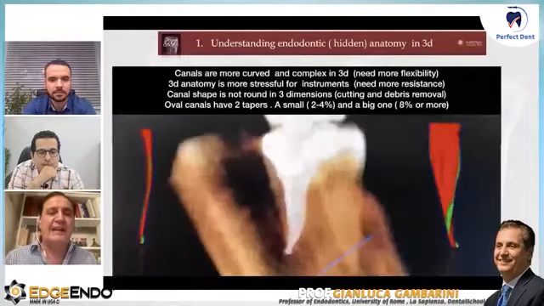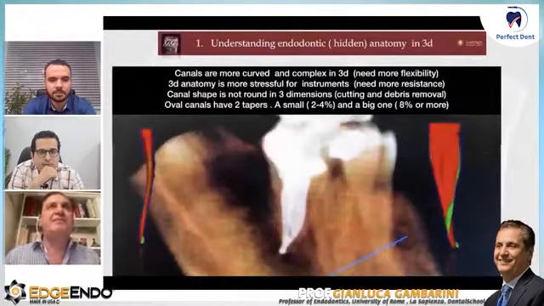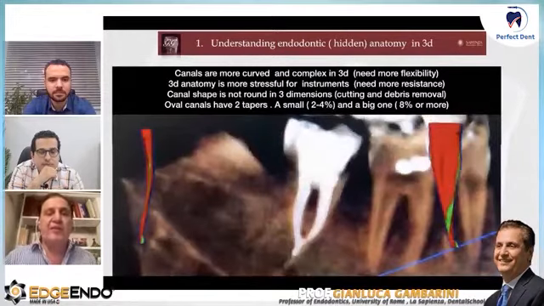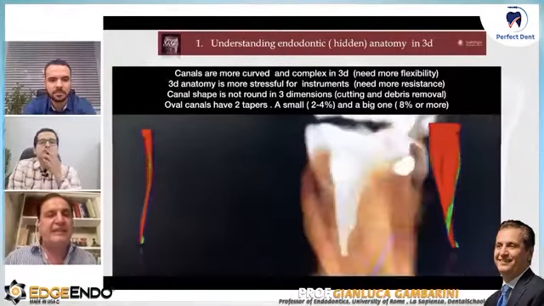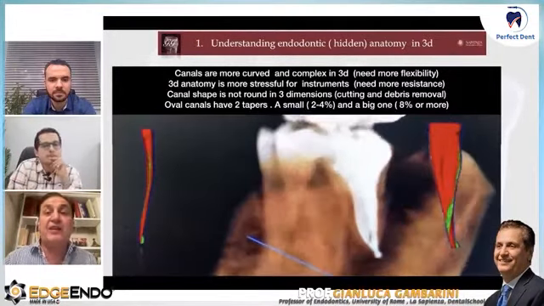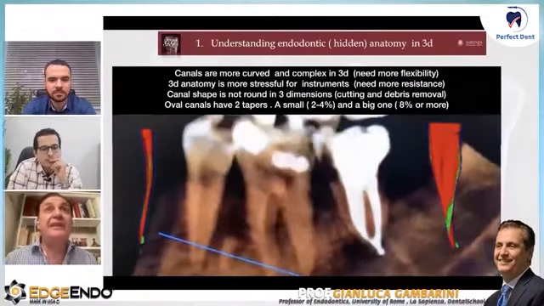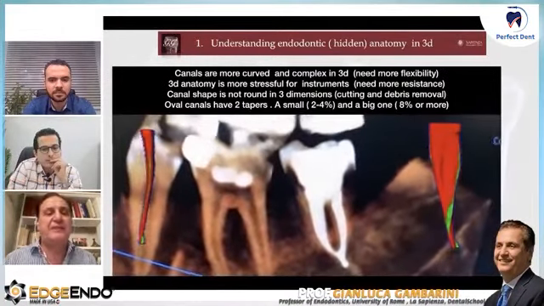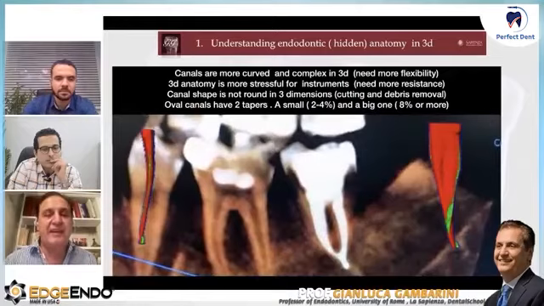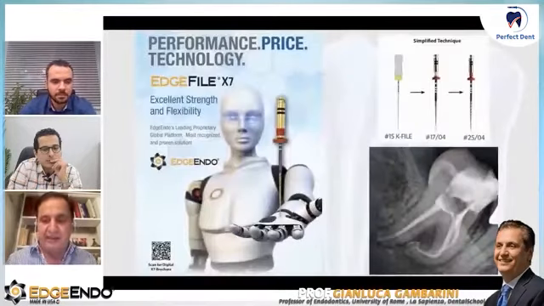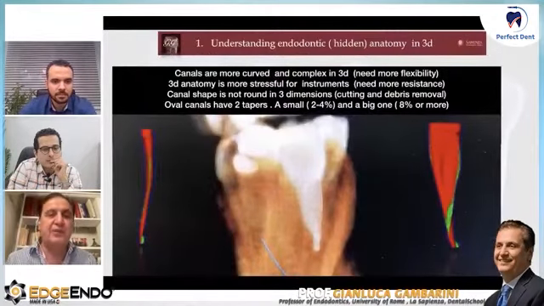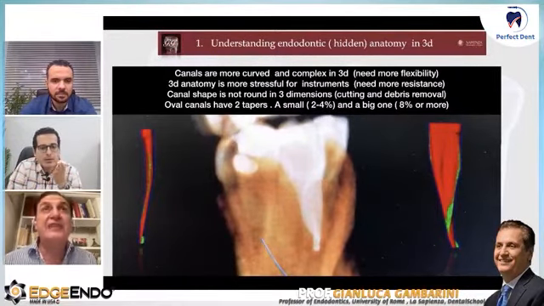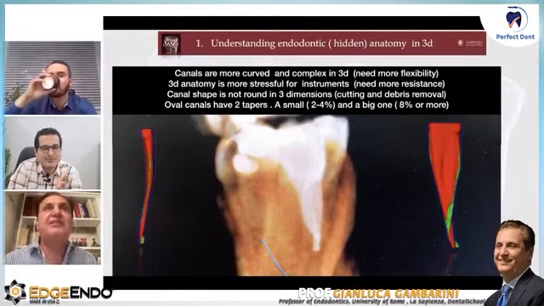This is the reason why we need some special files. We know from the 3D anatomy that the canals are more curved and complex in 3D, and therefore we need more flexible instruments. We know that the three-dimensional anatomy is more stressful for the instrument, so we need more resistance for the instrument. We know that the canal shape is not round in three dimensions.